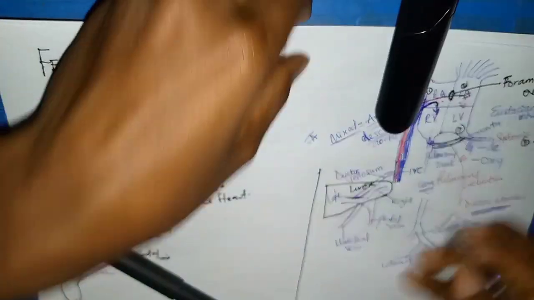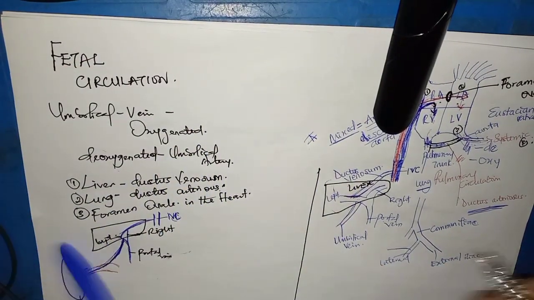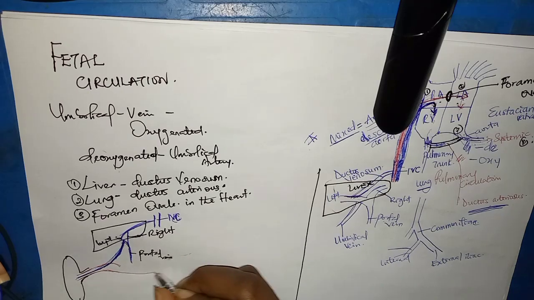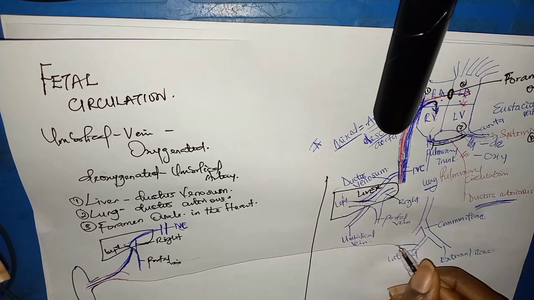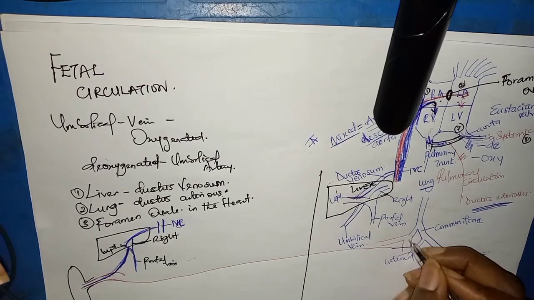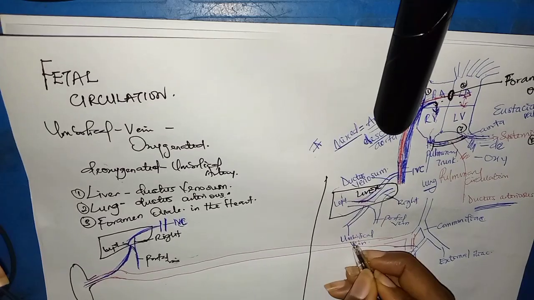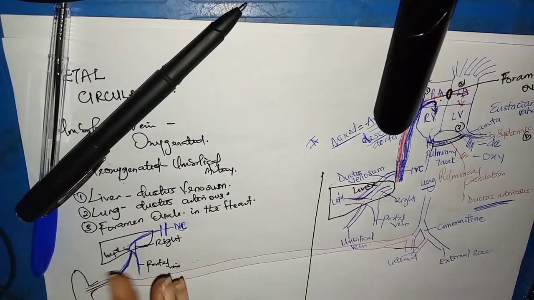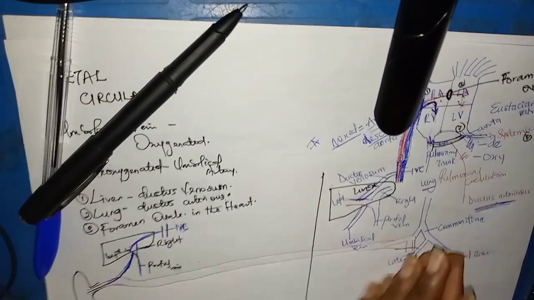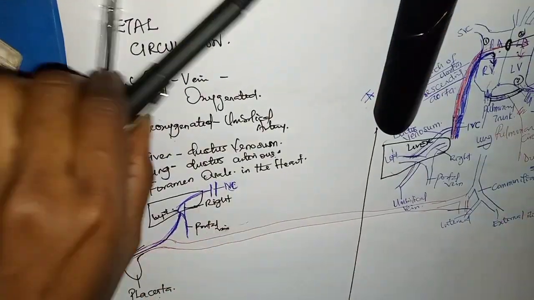Then from our internal iliac is where our umbilical artery will arise from. So this right here, our umbilical artery. So remember we have two internal iliac, so we have two umbilical arteries arising from there. Don't mind my drawing. However, this is basically the summary of our fetal circulation.